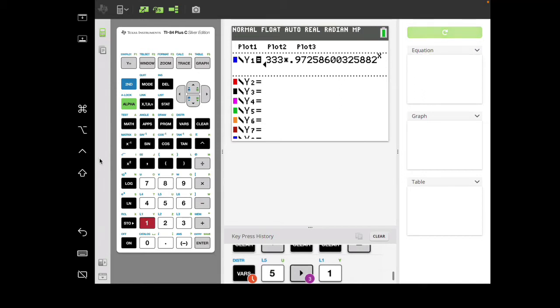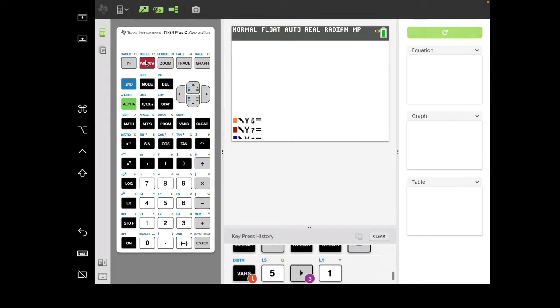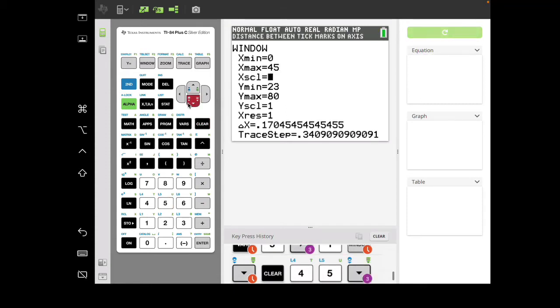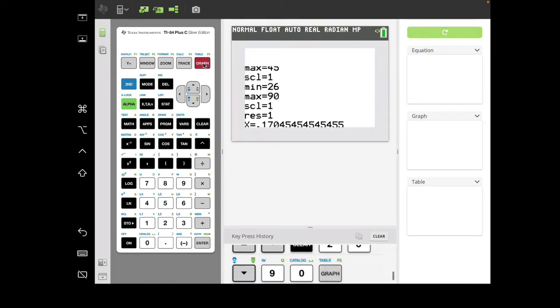We also want to make sure the window is accurate before we continue any further. So for our window, if you look at your chart, we know that the smallest time is 0, so we're going to keep 0 as our x minimum. Our highest value is 45, so instead of putting 40, let's change it to 45. And then for your y minimum, our smallest y value was 26, so we can use that. And our largest value was 90. Okay, so once you have that done, you're going to graph the information.